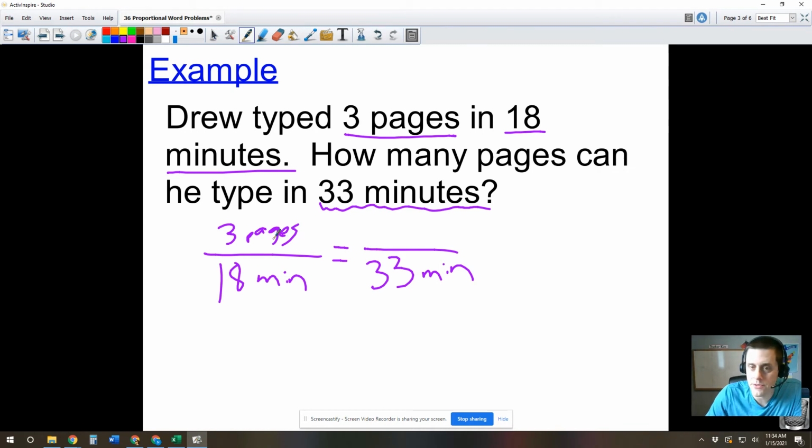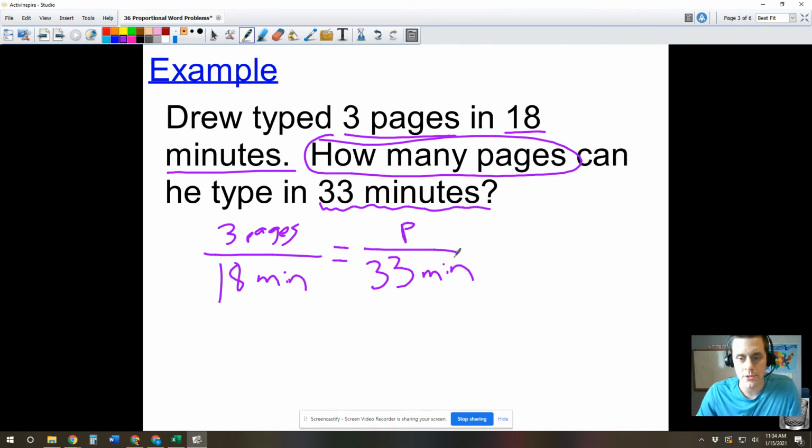The top of these ratios is representing pages. And if you can actually see this in the question, it says how many pages. It's asking about pages. The pages are unknown. I'm going to use the variable p to represent the unknown number of pages that Drew could type in 33 minutes.